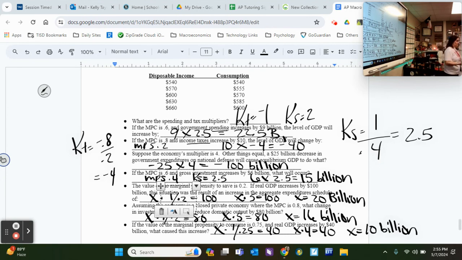Yeah, I multiplied to the. Okay. It's always good to write the equation out and plug in what you're solving for, so you don't forget what you're solving for.